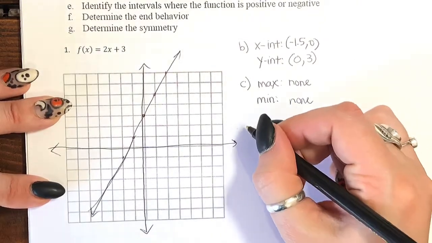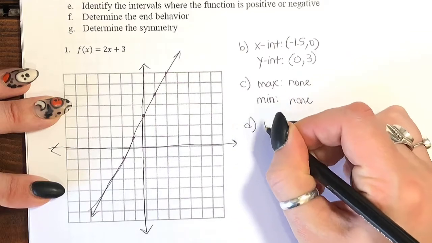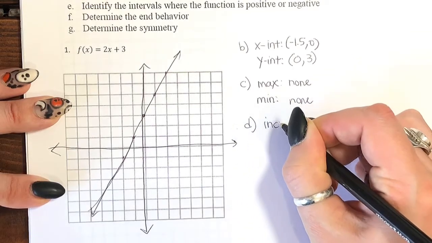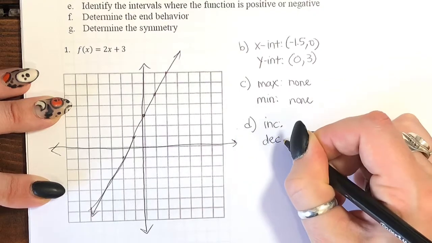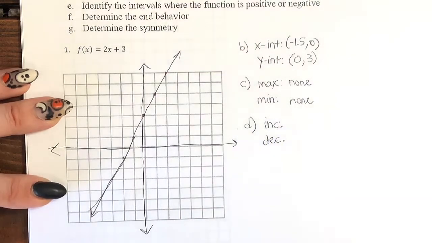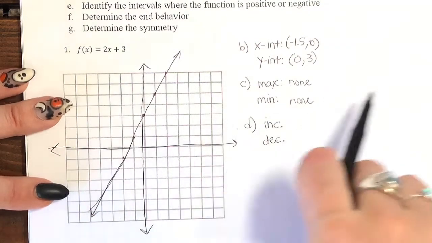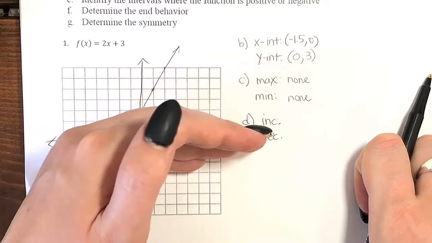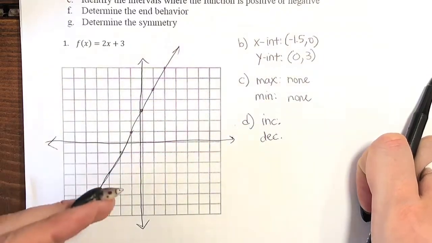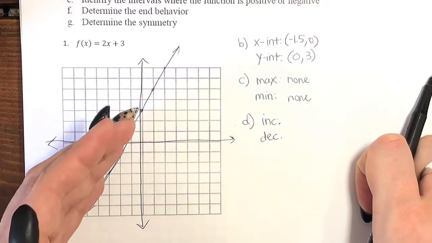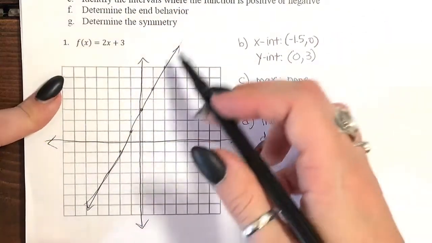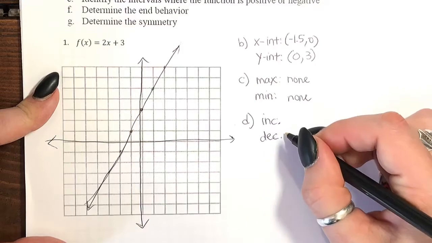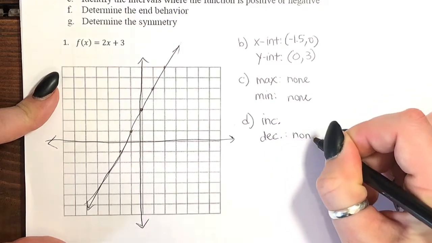Okay, part D is see where it is increasing versus decreasing. So I'm just going to abbreviate. Increasing versus decreasing. So remember, this is going to be in our interval notation. So we always go from left to right, like in the direction that we read. So if I pretend I'm walking on this graph from left to right, I am walking up. So I am increasing this whole time. I'm never decreasing. So our decreasing is none.